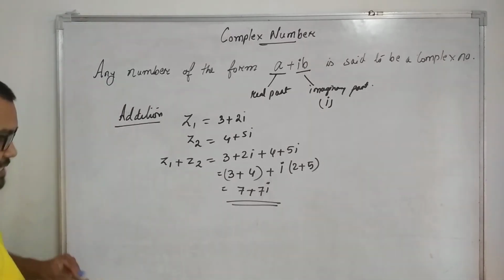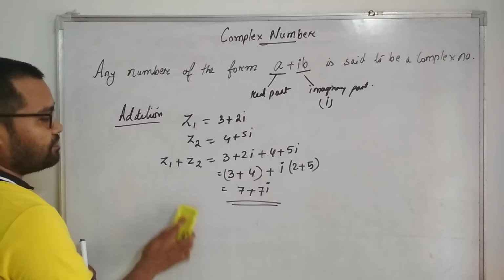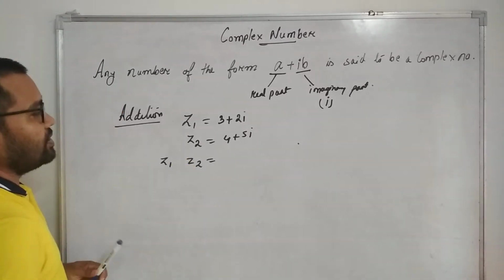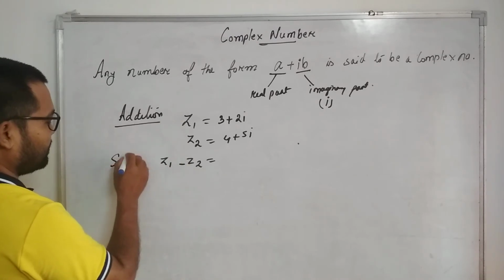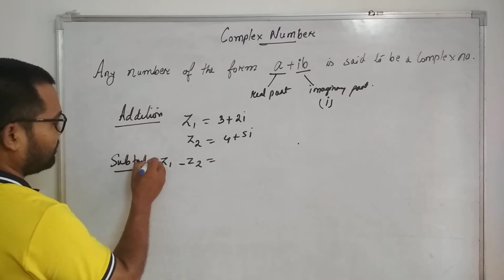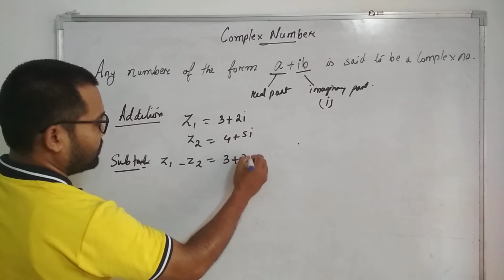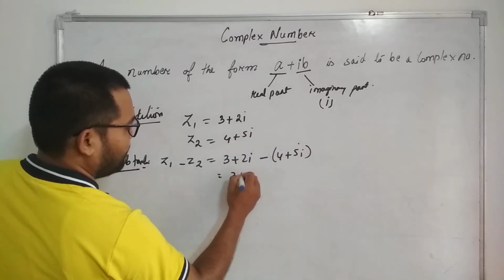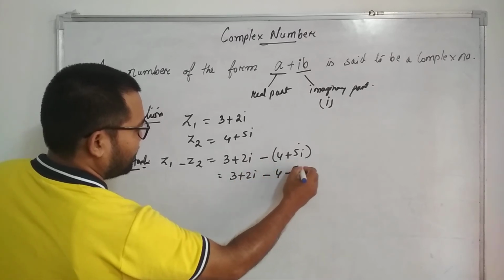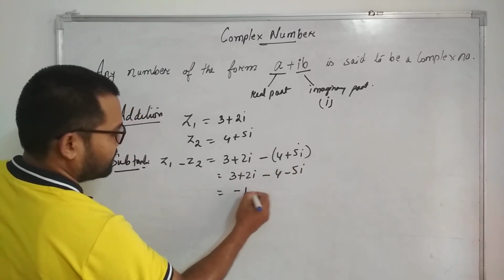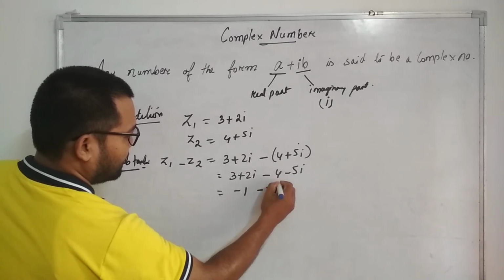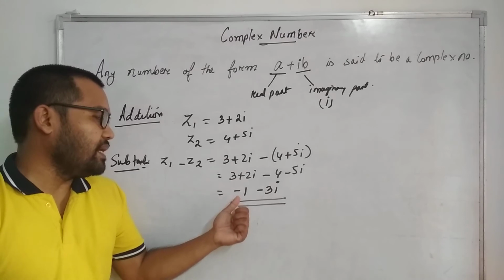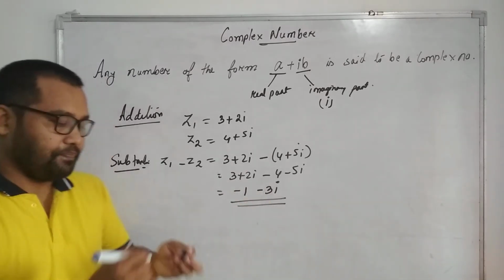Now similarly, subtraction. I am doing subtraction for the same two complex numbers. 3 plus 2i minus (4 plus 5i) is 3 plus 2i minus 4 minus 5i. 3 minus 4 is minus 1, and 2i minus 5i is minus 3i. I am doing it directly. That's how it works: minus 1 minus 3i.